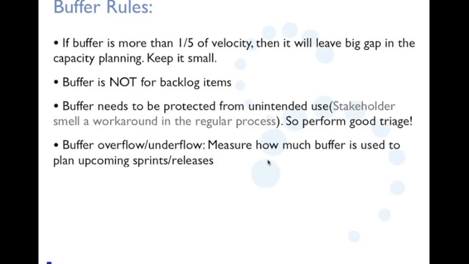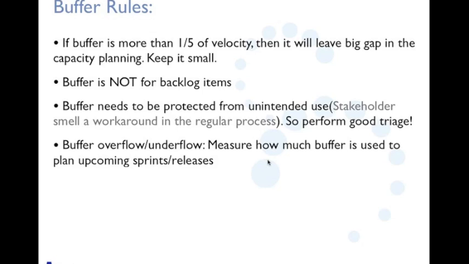And the third rule is that the buffer definitely needs to be protected from unintended use. So the one which I just talked about. If the stakeholder smells a workaround in the regular process, that he cannot push something into the 80% of the capacity, he will try to push it under the 20%, the new request also. So definitely that's part of your triage. So be attentive to this part, or be careful about this.